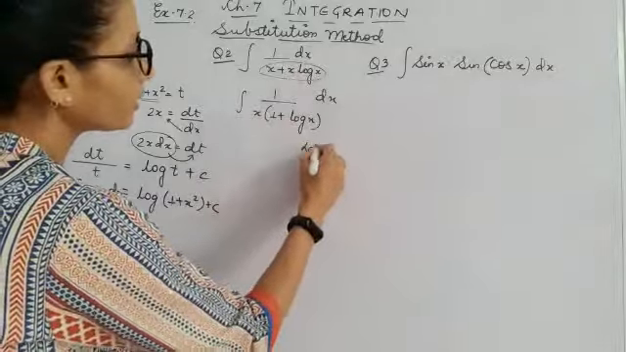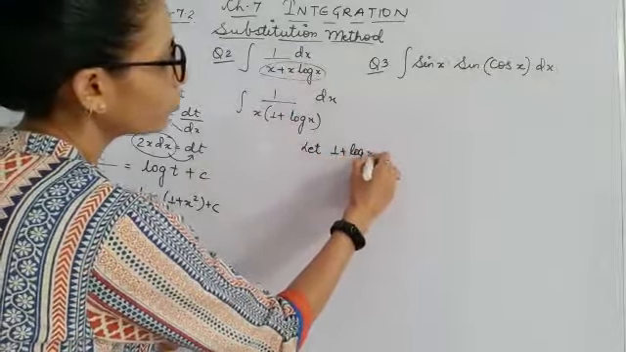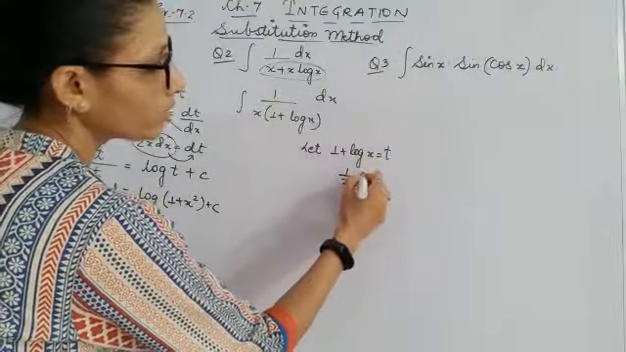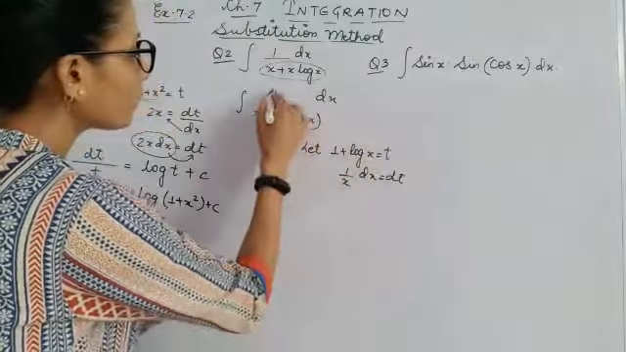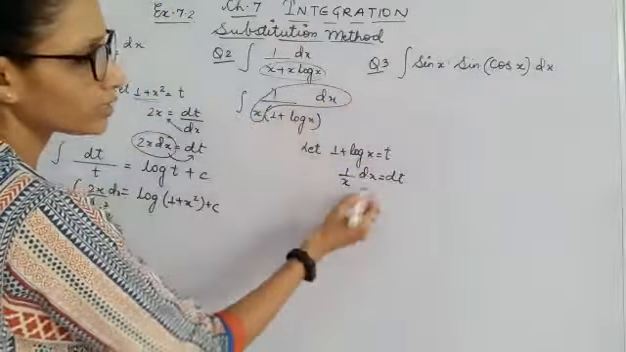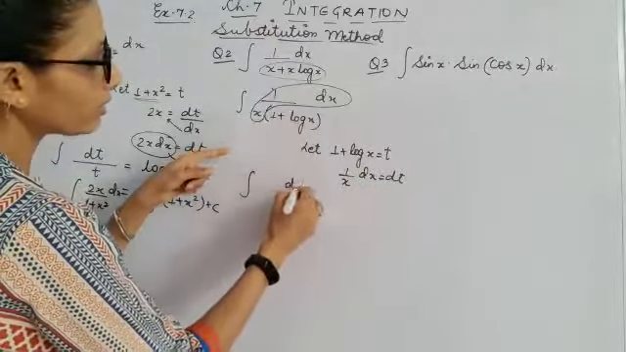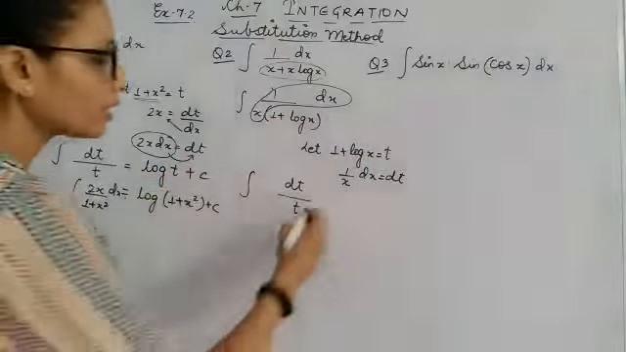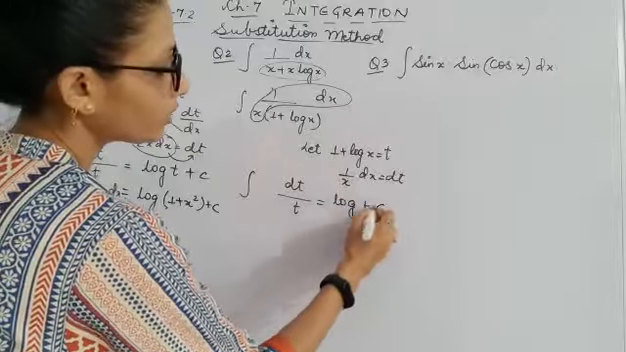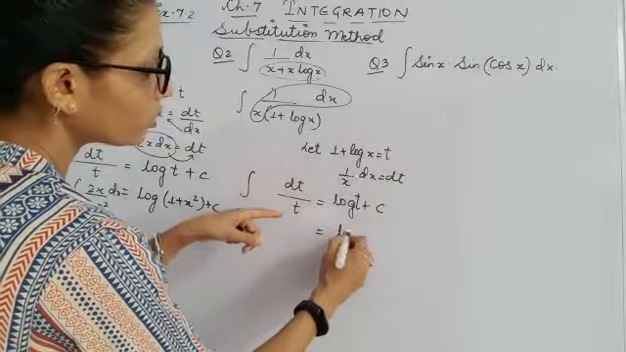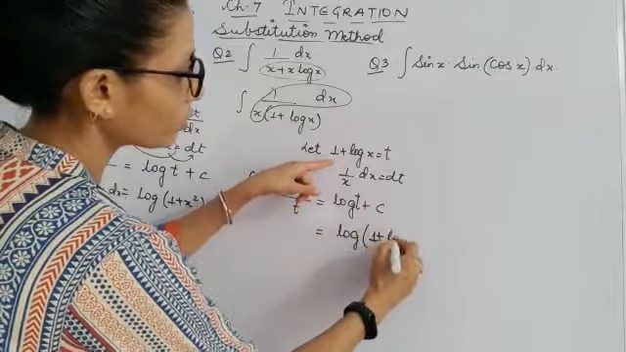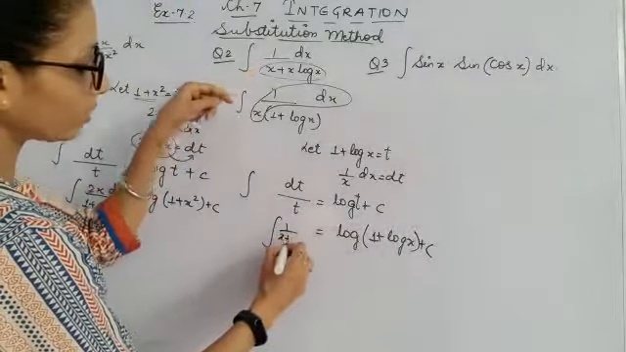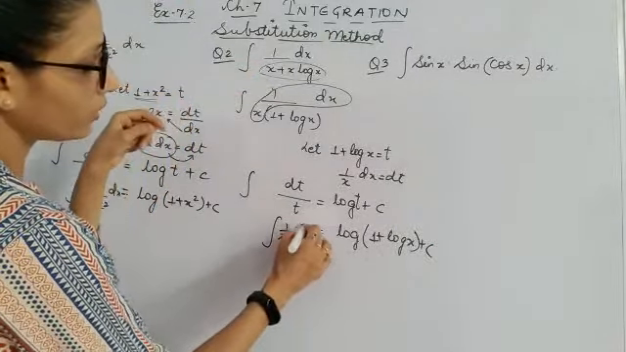Yes. If I let 1 plus log x equal to t, then differentiate it, the derivative of log of x is 1 by x, so dx by x equal to dt. So in place of this, dx upon x can be written as dt. So I can write it as dt upon t, since 1 plus log x is t. So it is again integration of 1 by t, which is log of t plus c. And what is my t over here? It is 1 plus log of x, so the answer is log of 1 plus log of x plus c. So this is my integration of 1 upon x plus x log of x with respect to dx.